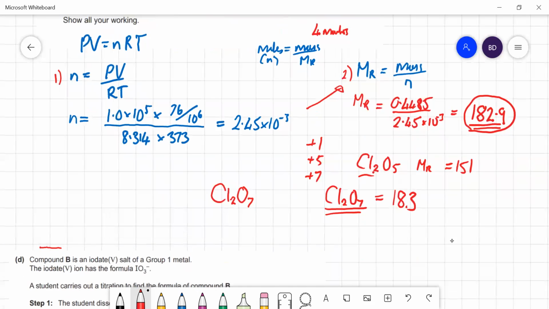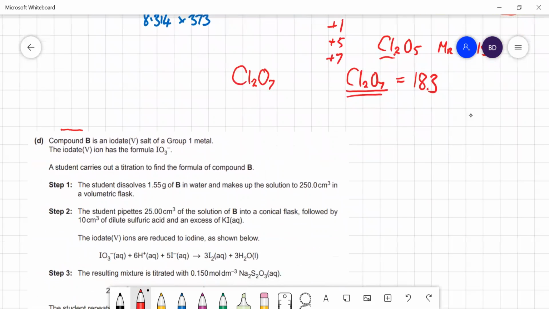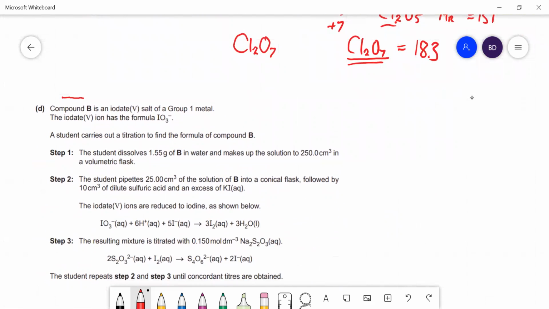Okay, so now we have got a big titration question here. Right. Okay, so we've got a group 1 metal, and it's iodate. So group 1 metals are always M+ ions. So the formula is going to be MIO3. We've got to try and find out basically what the identity of M is in this equation. That's what we're going for.